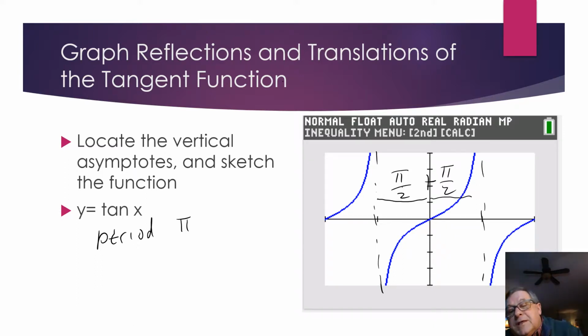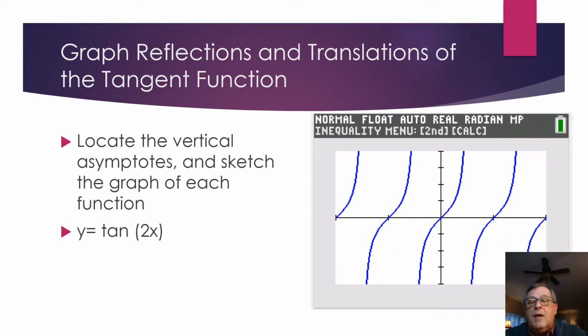If we use this as a starting point, again, the distance between those two is pi. So we have a period of pi. Now let's take the next step in this. This time I've graphed y equals the tangent of 2x. Now 2, of course, relates to b, and that affects our period.